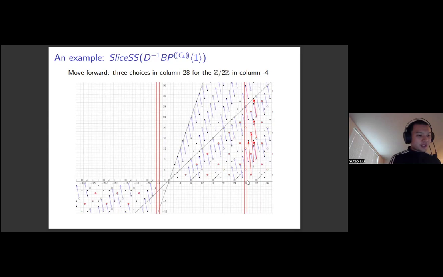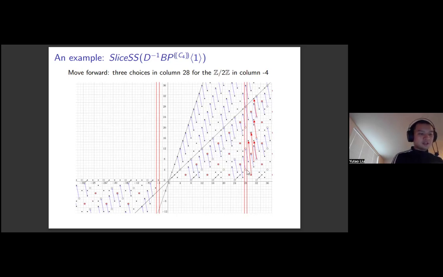You can compare the column 28 together with the column -4. So after a 32 period, you can see there's only one copy of Z/2 which will survive to the infinity page, which means the homotopy is Z/2. But here you have 3 leftovers. You have 3 points, 3 copies of Z/2. Well, it is Z/4 killed by 1 copy of Z/2, so you have Z/2 left.